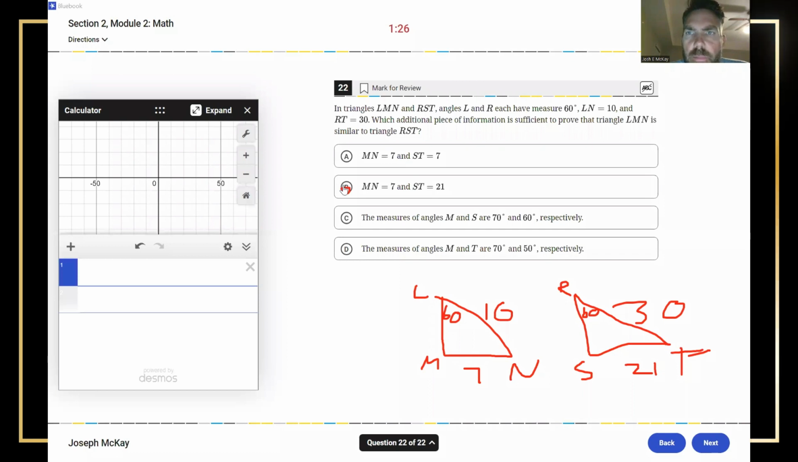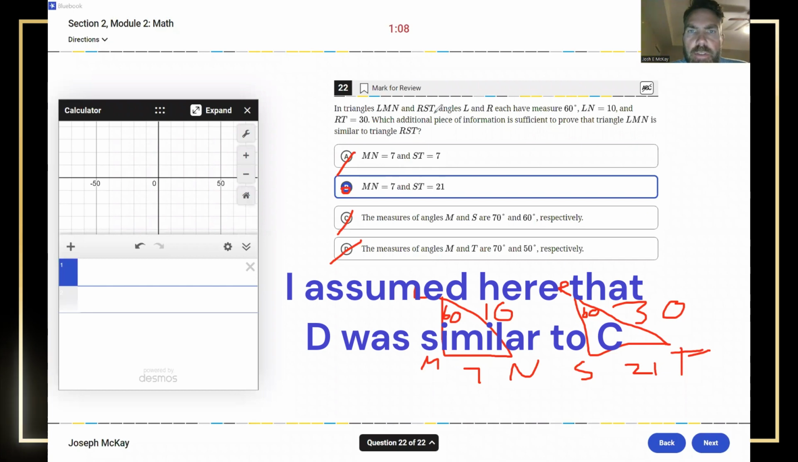I'm rushing though, so let me check these others. 7 and 7 would not be right. Measures of M and S are 70 and 60. No, the measure of the angles would have to be the same for it to be similar. So that would easily rule out those. That's definitely out, so it's got to be B.